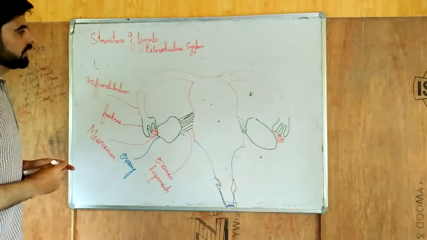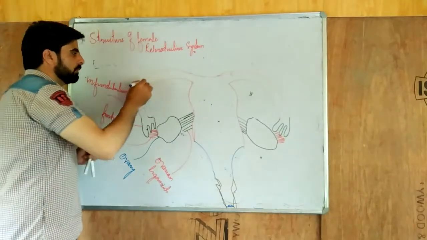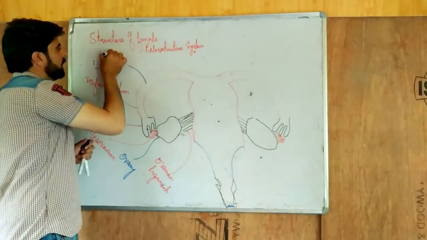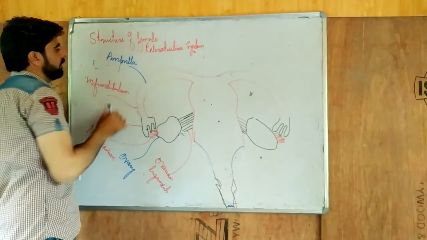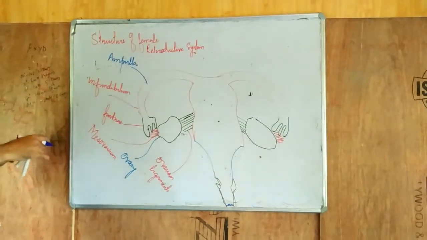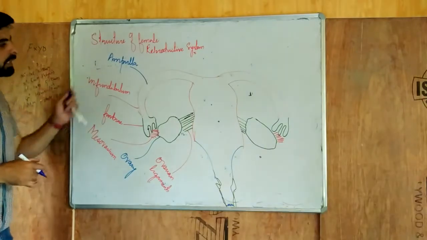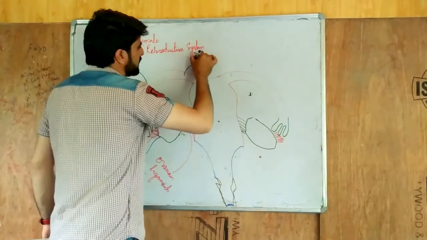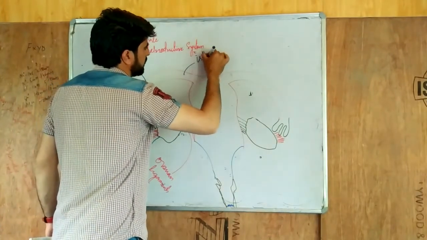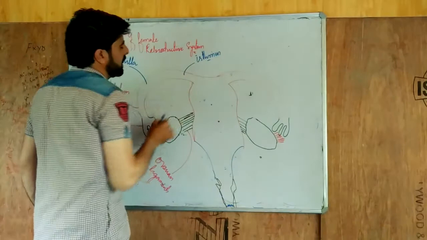Then we have the middle broader portion, which we call the ampulla, where fertilization takes place, that means the egg fuses with the sperm in this ampulla region. Then we have the region which is connected to the uterus, the isthmus. So these are the various parts of the fallopian tube.